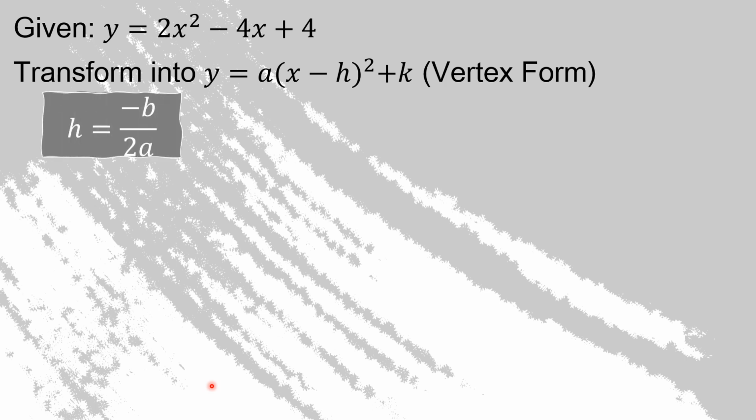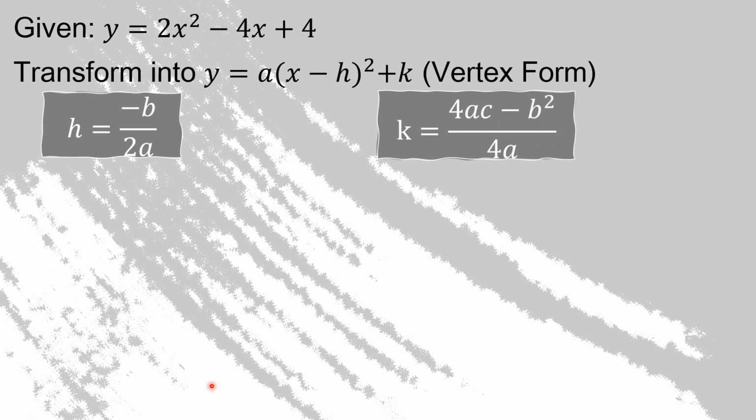So, we have the given formula, or let us recall the formula of h and the formula of k. So, let us substitute the values of b and a to find the value of h. So, h equals negative b over 2a. You need to recall or memorize this formula so you can easily answer the next lessons.